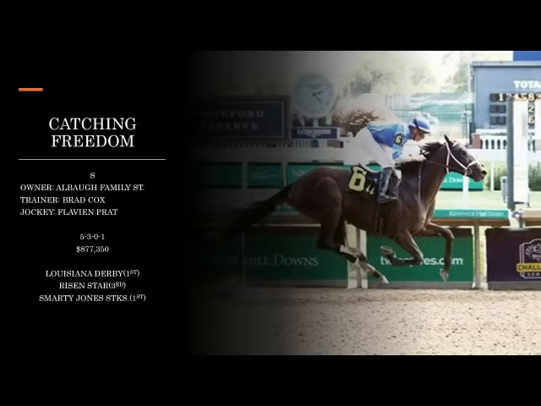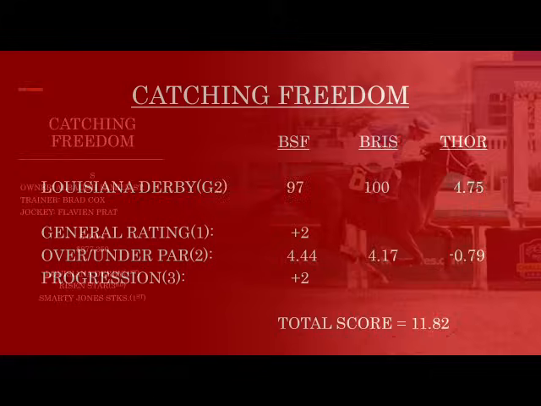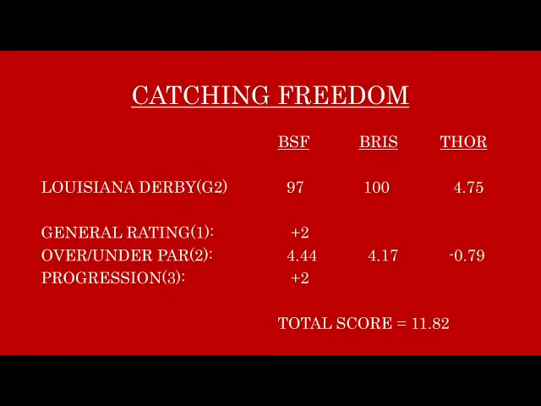Catching Freedom is our next one, and we'll look at the Louisiana Derby. And you see he ran a 97 Beyer. He got a 100 Brisnet and a 4.75 Thorograph, which is frankly a little lower than I thought, meaning I thought it would be a lower number. So it's actually higher than I expected.